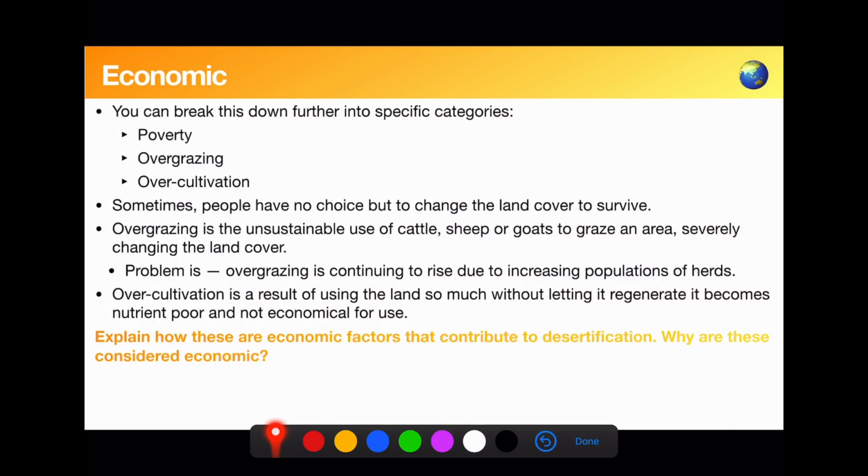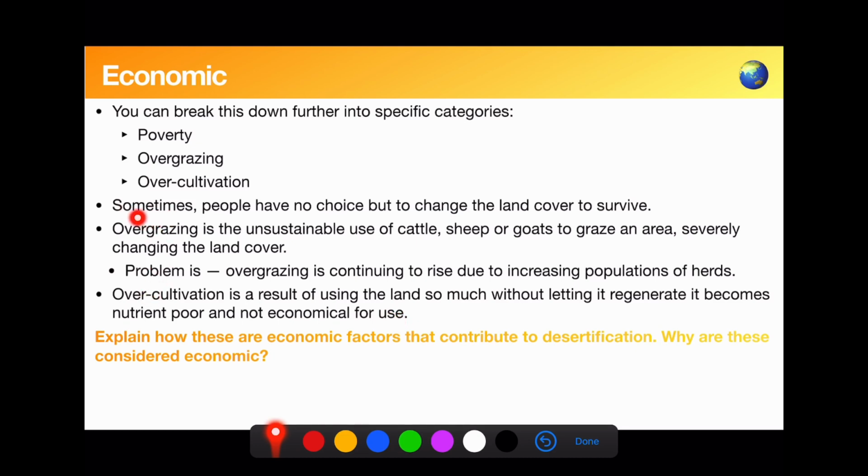So second last one, our economic. Now, there's pretty much one main category here that can be further broken down, but poverty. So overgrazing, which is the unsustainable use of cattle, sheep, or goats to graze an area, severely changing the land cover, and then overcultivation. That is a result of using the land so much without letting it regenerate, it becomes nutrient poor and not economical for use. So how do these link?